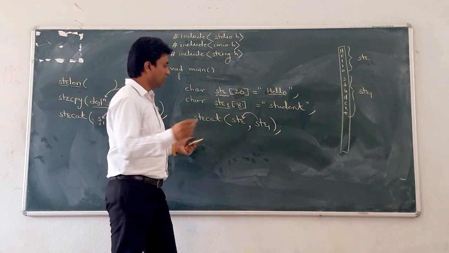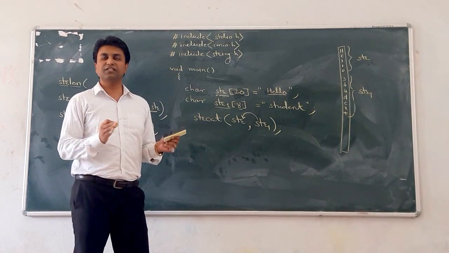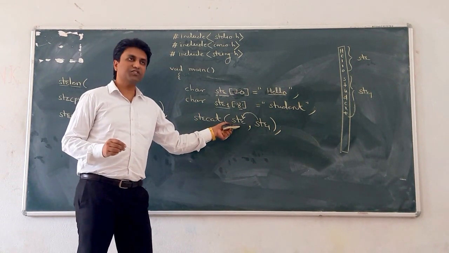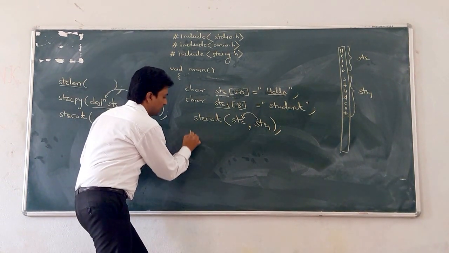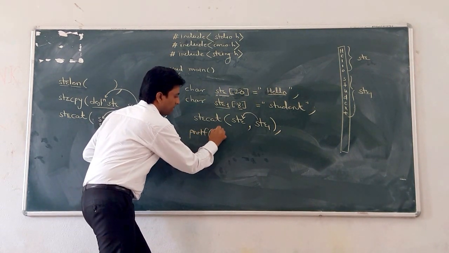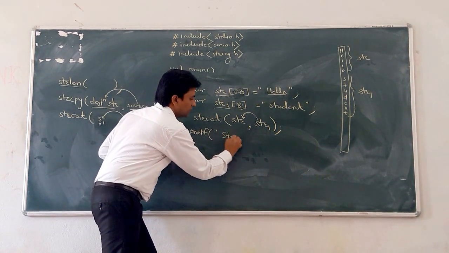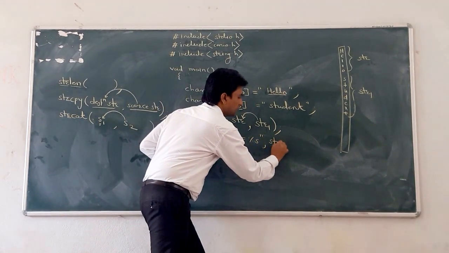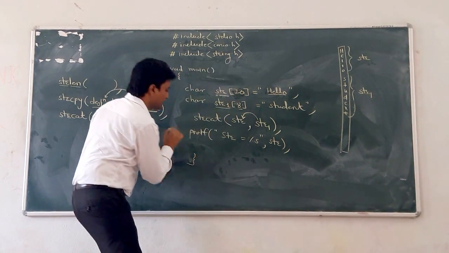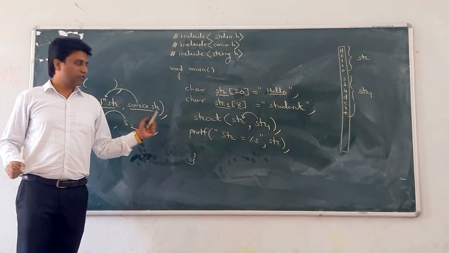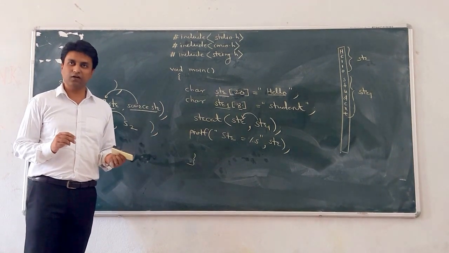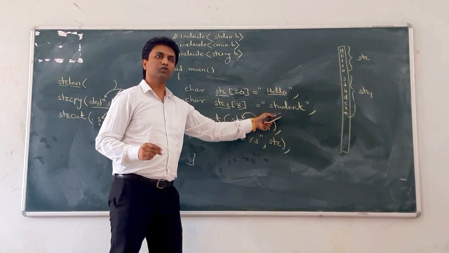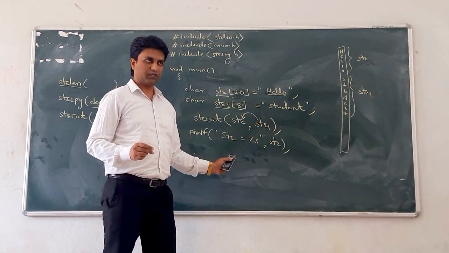Now check if concatenation is done or not. How we can check it? Print the string str. So printf, string is equal to %s in double quotes, comma, str, getch and main function complete. Okay, so now what is the result on the console? str is equal to hello student. Okay, hello student is the result.